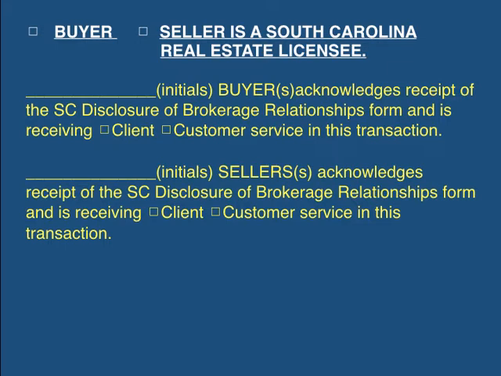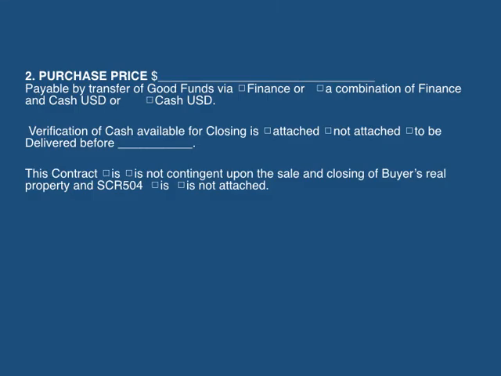Check a box. Please remember that when your buyer or seller initials on these lines, they are acknowledging they have received the South Carolina Disclosure of Brokerage Relationships form. Hopefully you've already given that to them because they're saying they have it here. And they're also identifying what kind of agency service they want, or non-agency. They want to be a client, or do they want to be a customer? One or the other, please check a box. During this class, you're going to hear me talk a lot about check a box. There are a lot of boxes on this contract form that need to be checked. Please check a box.